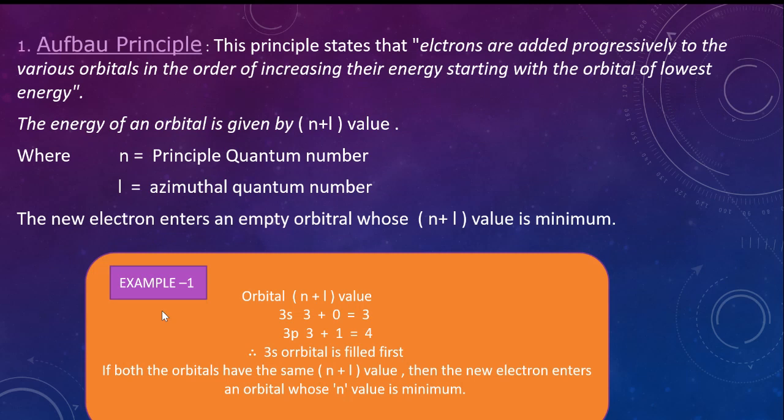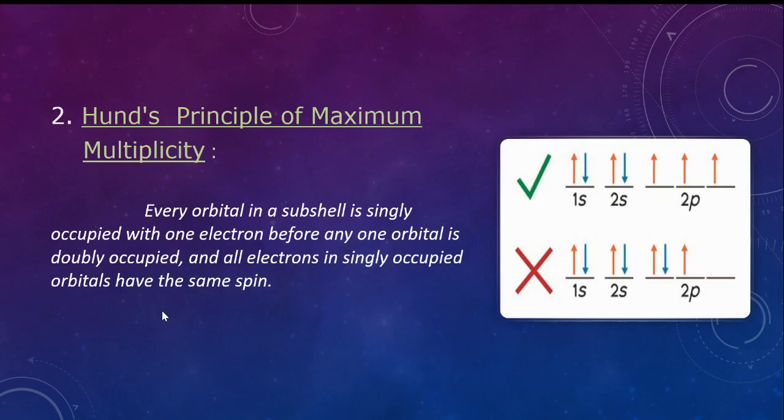The Aufbau principle says that the electrons are added into the orbitals in the increasing order of their energies, which is given by the n plus l value. That means the electron will first enter the orbital whose n plus l value is less. Or if the n plus l value is the same for two orbitals, then the electron will enter the orbital whose n value is less. This is about the Aufbau principle.